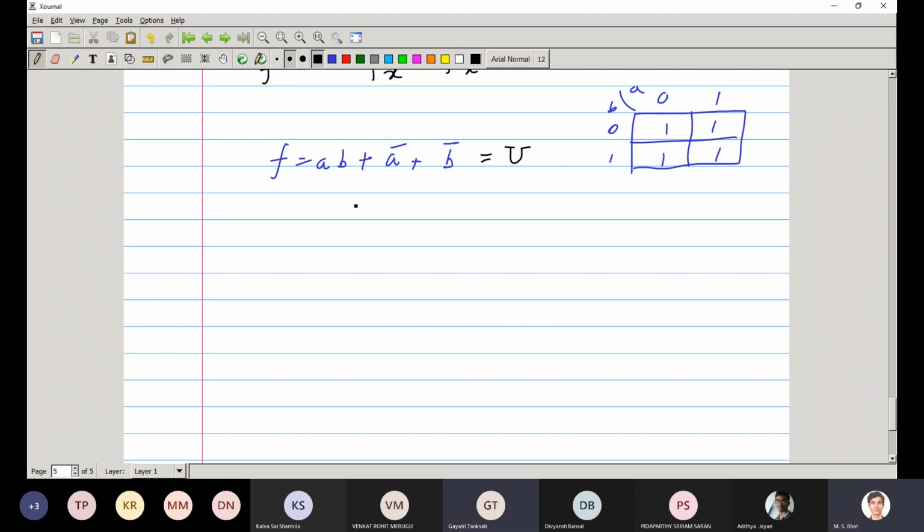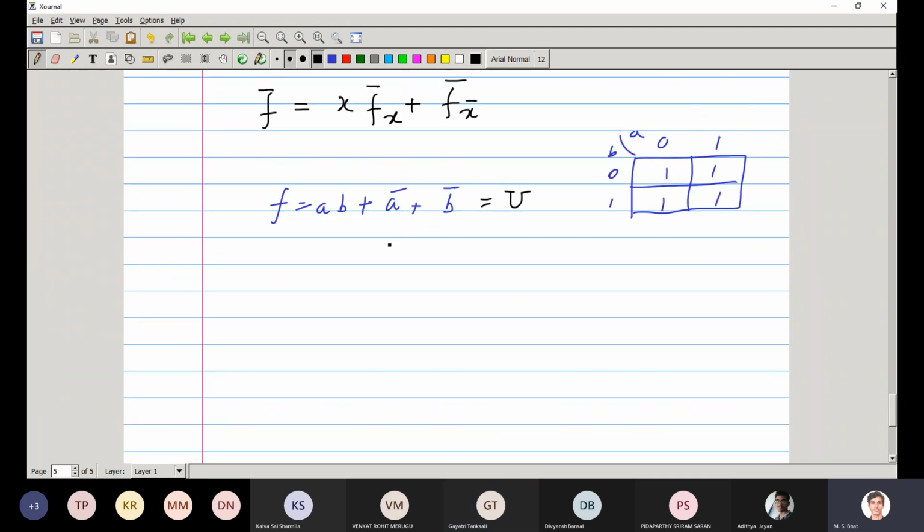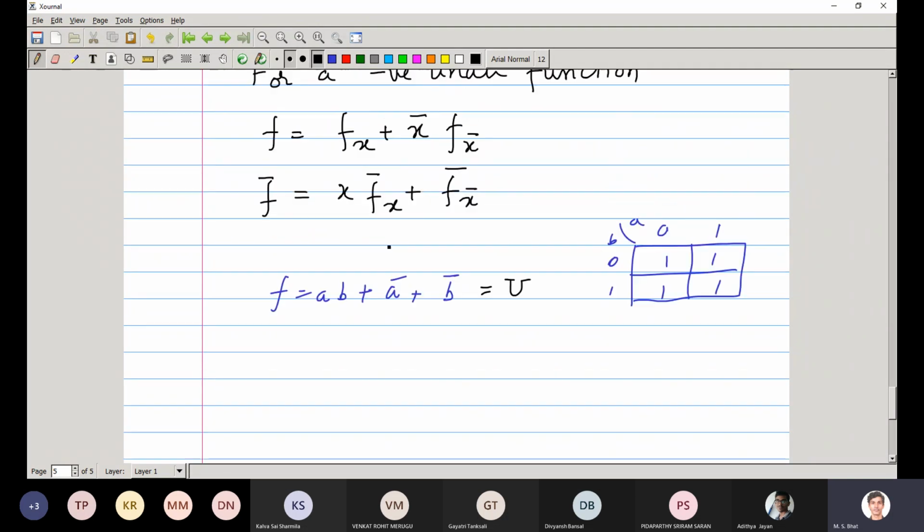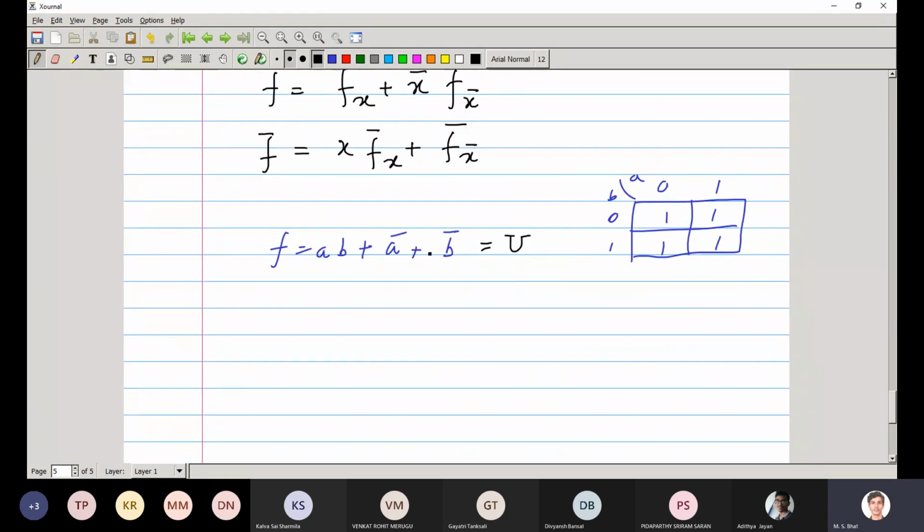But when you have thousands of variables, you will never know whether f is a universal function or not, isn't it? By just looking at the cubes, you can't say. Do you get my point? Yes, sir. So when you have hundreds of variables, by just looking at the function, you can't say. But now, suppose I somehow find whether it is a universal function.